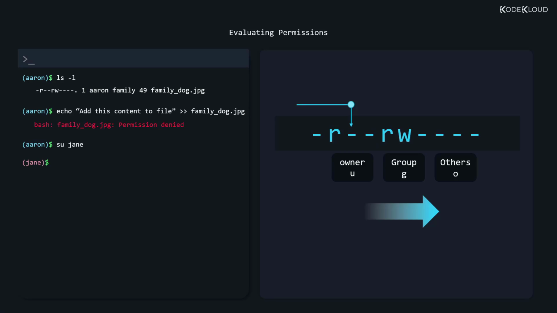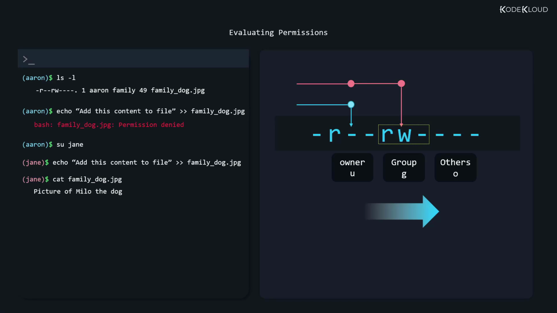If you're logged in as a different user, for example, Jane, the logic would be more like this. So who's trying to access the file? Jane. And who owns the file? Aaron. Okay, owner permissions do not apply. Moving on to group permissions. Is Jane in the family group? Well, yes, she is. Okay, so group permissions apply. Jane has read-write permissions, so she can read and write to the file. If the user trying to access the file is not the owner and is also not in the family group, the last three permissions would apply, the permissions for other users.